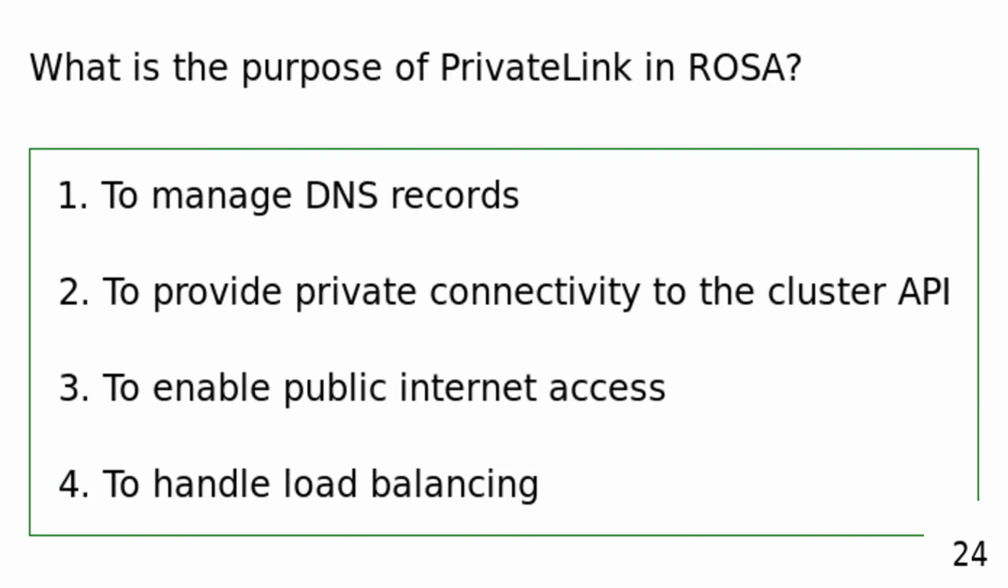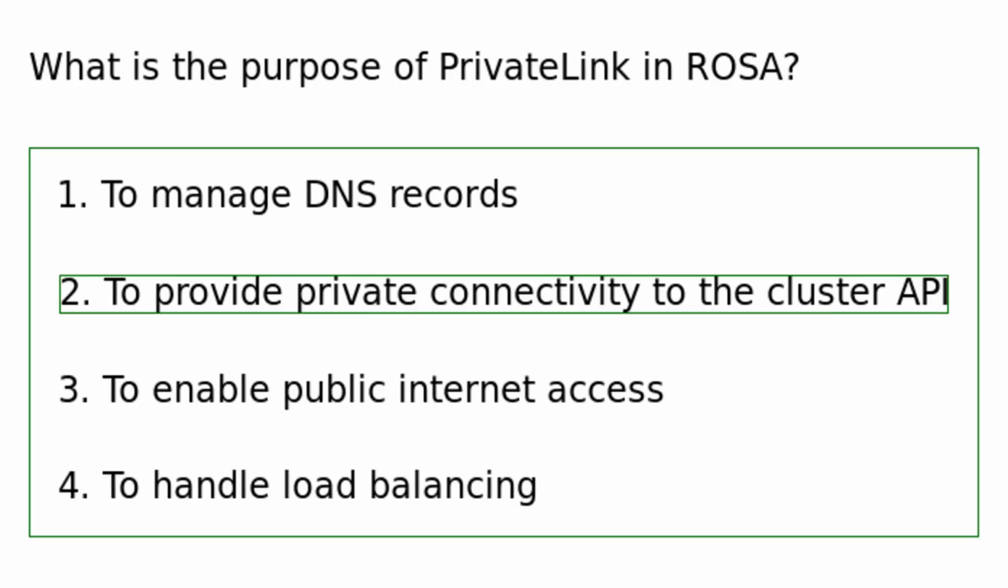What is the purpose of PrivateLink in ROSA? To manage DNS records. To provide private connectivity to the cluster API. To enable public internet access. To handle load balancing. PrivateLink in ROSA provides private connectivity to the cluster API, enhancing security by keeping traffic within the AWS network.